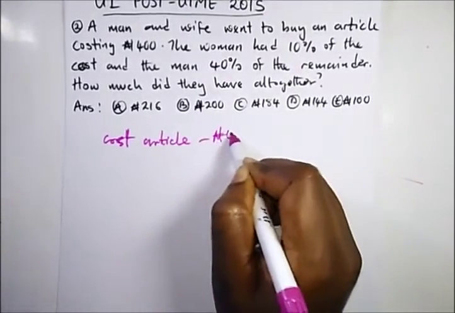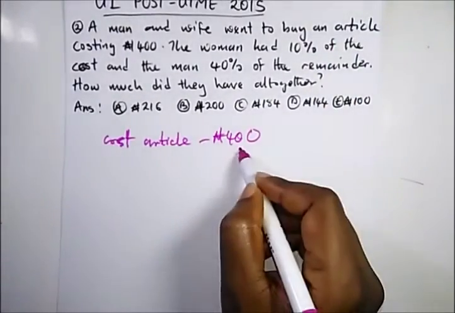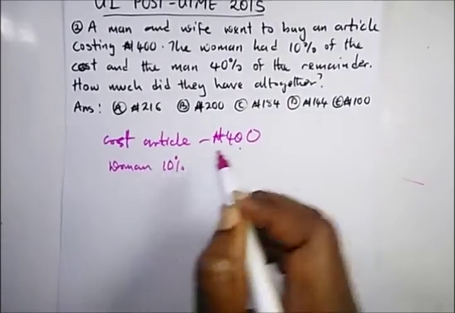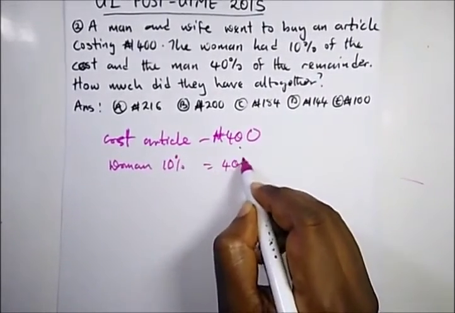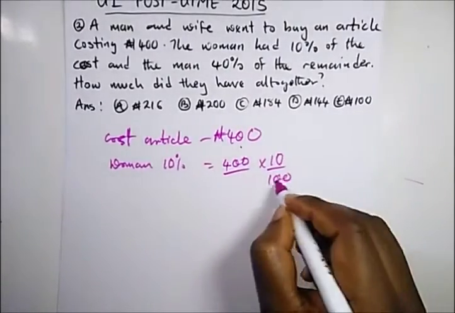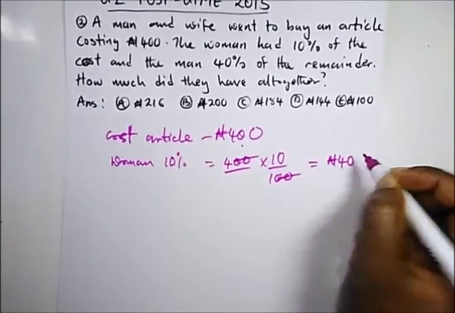is 400, right? Now, they said the woman had 10% of the cost. That's 10% of 400. Woman, 10% of cost. That's 10% of 400, which is 400 times 10 over 100. This is just simply playing around with percentages. So this will be 40 naira. That's what the woman had.